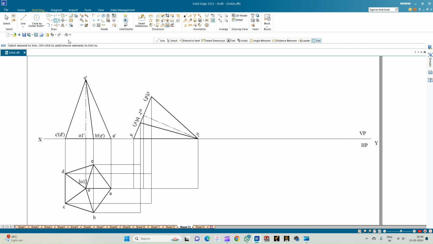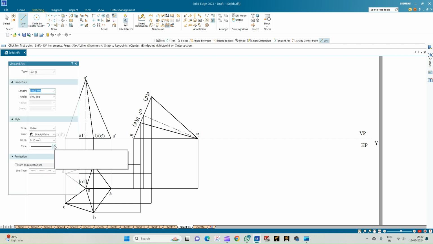So now let us complete the top view. So let us select the line option. Select a line of thickness 0.50 mm. So we'll begin with the point A. So for the observer, the corner A is the farthest point. So with this in mind, now let us see which all should be the dotted.